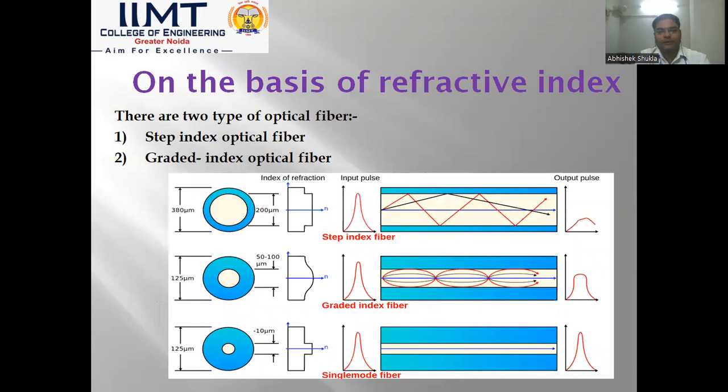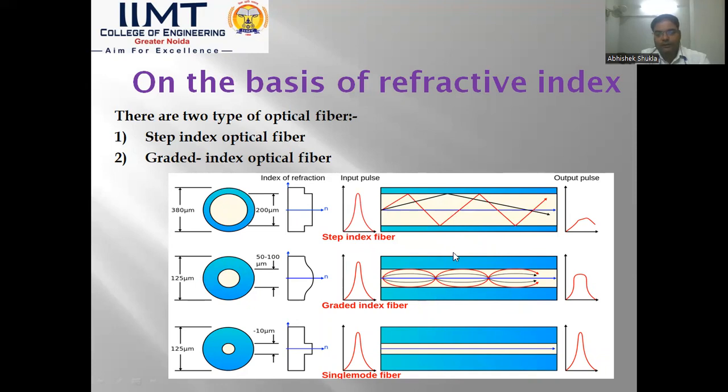We can also further divide optical fiber on the basis of refractive index. Basically, they are divided into two parts: step index optical fiber and graded index optical fiber. In step index optical fiber, there is a change in the fabrication process. As you can see, the thickness of the core should be around 200 micrometer, and the cladding thickness should be around 380 micrometer. Whereas in graded index fiber, the core diameter should be around 50 to 100 micrometer, and the thickness of the clad should be around 120 micrometer.